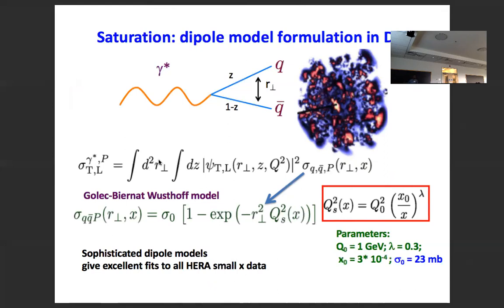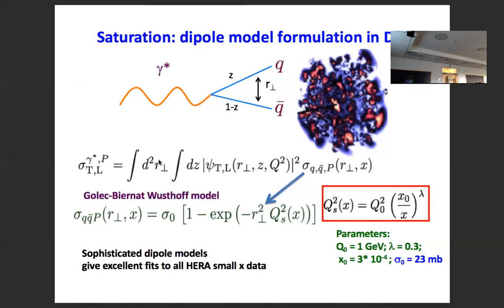Okay. And so in this rewriting, this cross section here, the so-called dipole cross section, is a function of the transverse size and the x, the Bjorken x, of the scattering process. And there's a very simple model which was developed very shortly after HERA came online. It's the Golec-Biernat-Wüsthoff model, which is very simple, but it captures some of the essence of this physics, which is you could parameterize this quark anti-quark proton cross section as some constant, non-perturbative cross section times 1 minus exponential of r perp squared times Q squared.